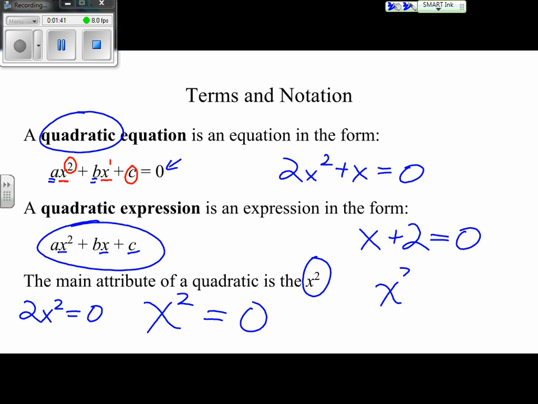Also, if I were to write something like x cubed plus x squared equals 0, the highest order now is a 3. That's a cubic. It's not a quadratic. It's not what we're covering in this video. And again, neither are linear equations.